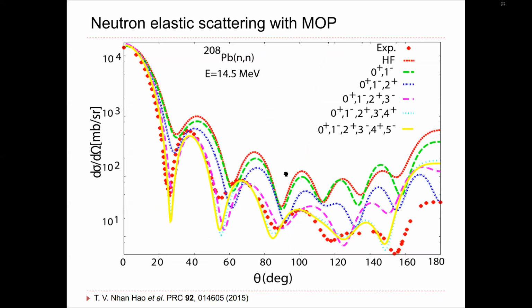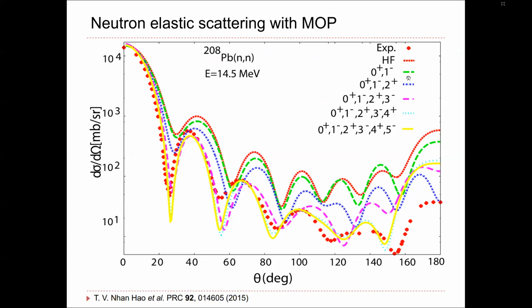And then I try to analyze my result. For example, at 15 MeV, the red dot here is the experimental data, and the red line is where I switch off the dynamic term. I only have the static term, the Hartree-Fock term. You can see the red line is very high compared with the data.